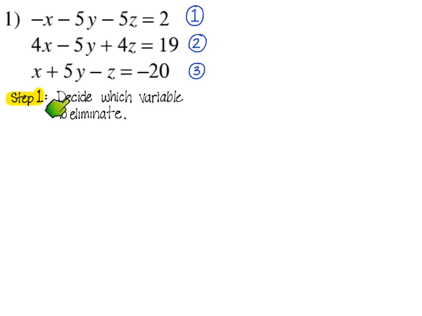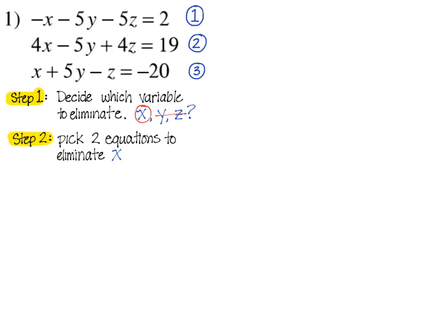Now, the first step is I'm going to decide which one of these variables, x, y, or z, I am going to eliminate. And it's personal preference. You just look at it and you're deciding which of these equations you could combine that would eliminate a variable. It won't make any difference. And so I just decide to pick x because it's the first letter there. And my next step is I pick two equations that I'm going to use to eliminate the x.